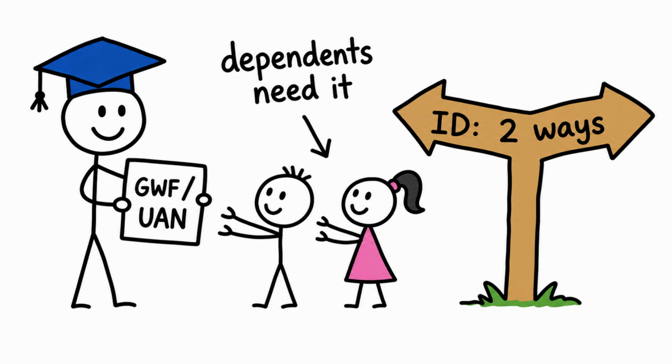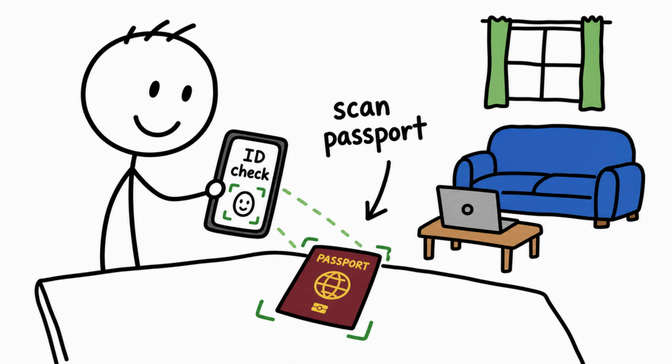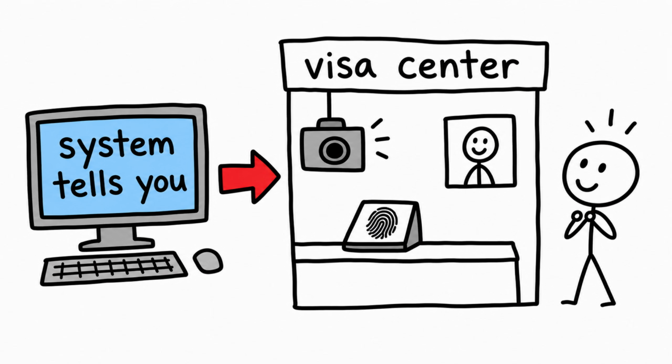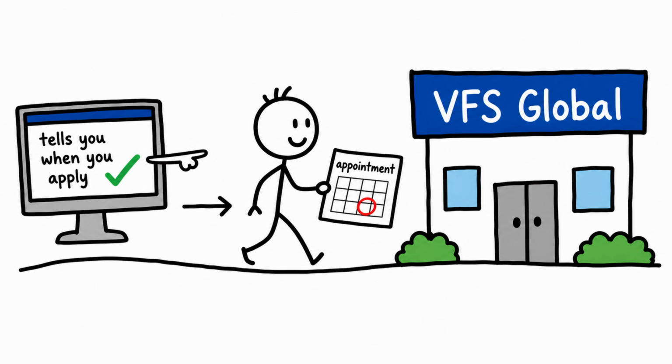After that, you prove your identity, and there are two ways this can happen. Either you scan your passport at home using the UK Immigration ID Check application, which means no appointment at all, or you book an appointment to give your fingerprints and get a photo at a visa application center. You don't have to figure out which one you're doing. The system tells you when you apply.